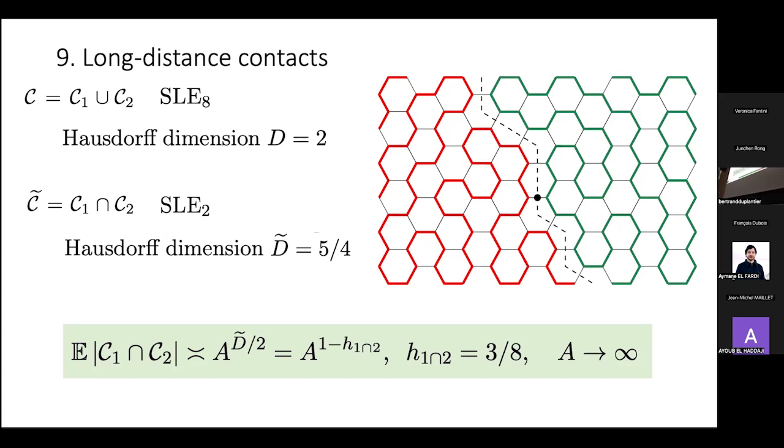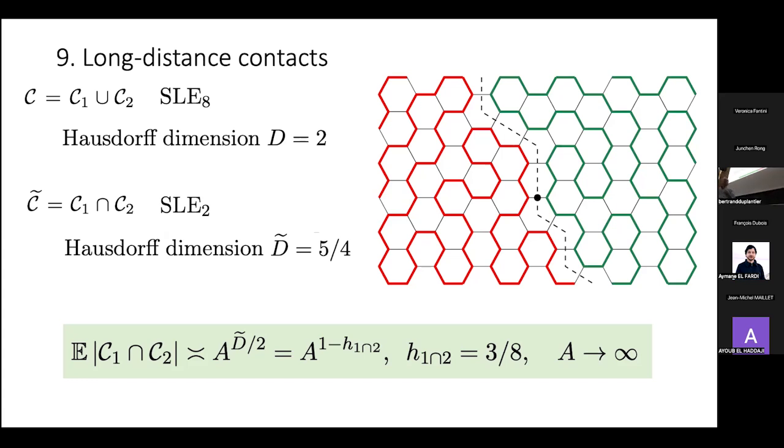So we are in the plane, so it means the intersection of the two, symbolically C1 inter C2, the expectation of the length of the path should be the area times 2 to the power d tilde, the other dimension, divided by 2, because that's an area. So in terms of h exponents, the Hausdorff dimension divided by 2 is always 1 minus h. So if you know d tilde here, you know H, the famous H we put in the Capizzi formula. In that case, this is 5/4, and so H is 3/8.